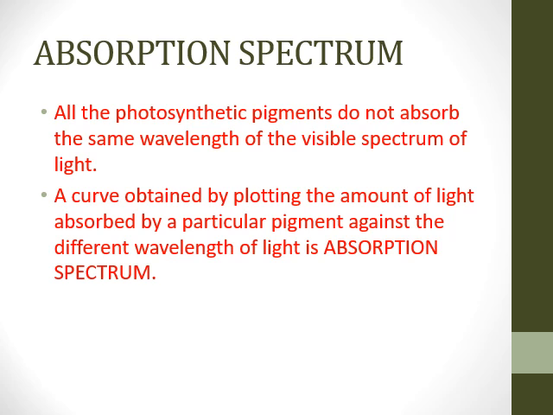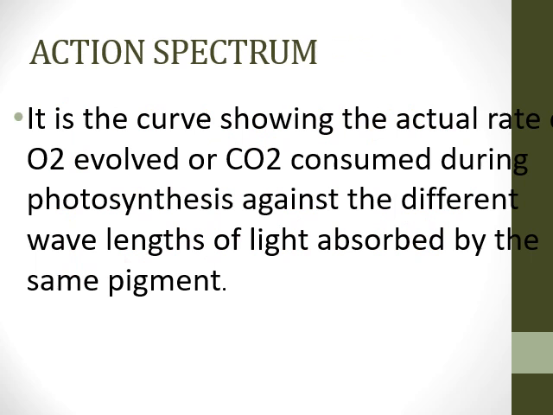Similarly, we are having the action spectrum. So what is the action spectrum? It is the curve showing the actual rate of O2 evolved or CO2 consumed during the photosynthesis against the different wavelengths of light absorbed by the same pigment. It may be chlorophyll A, B, xanthophyll or carotenoid.